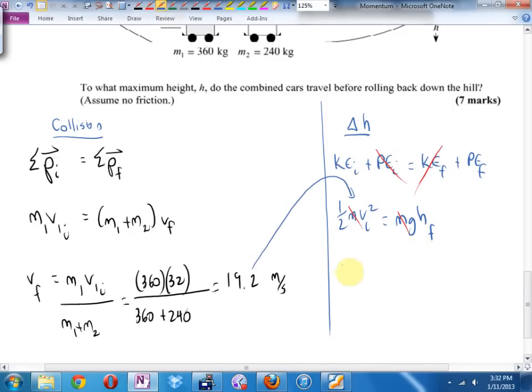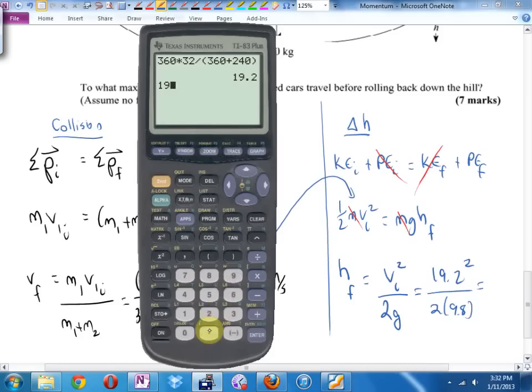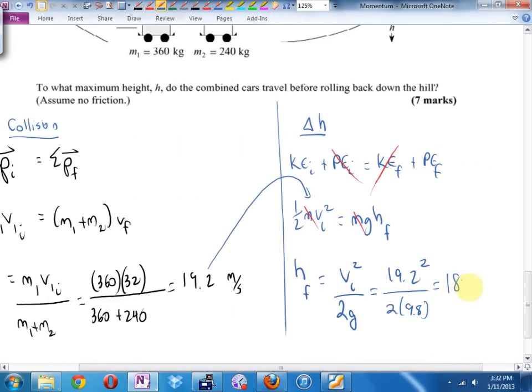Final height is going to be V initial squared divided by 2G. 19.2 squared divided by 2 times 9.8. This might work out to... no, squared, never mind. Is this going to work out to 19.2 even? No, 2 times 9.8 is 19.6. I thought this was going to cancel. Not quite. 18.8. Units? Meters. Is that okay?